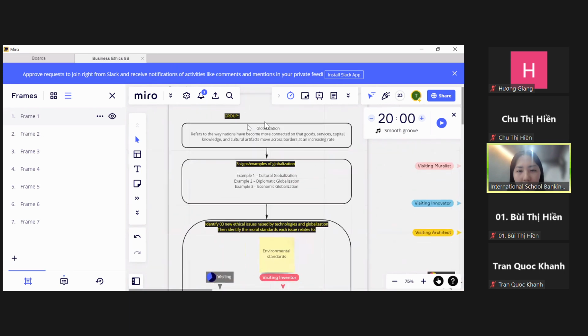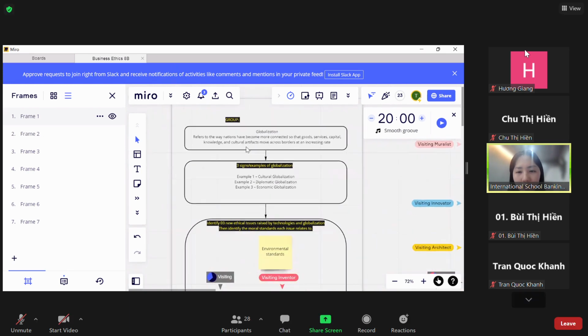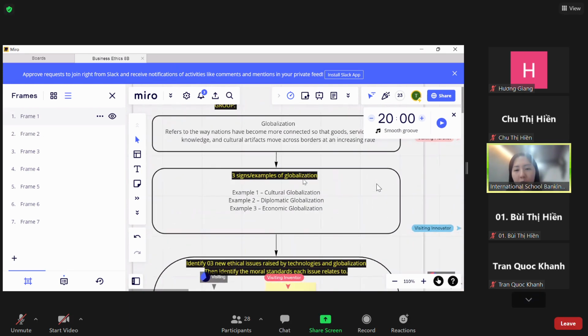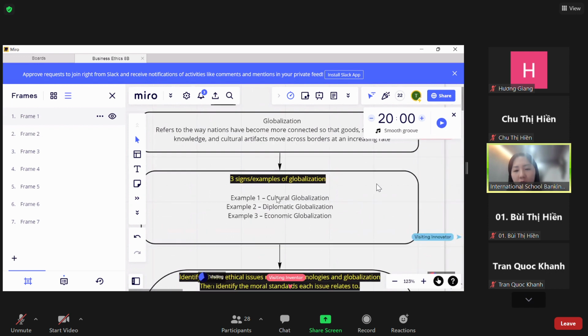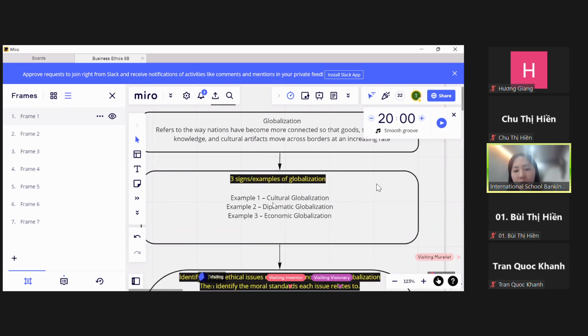Understand, have a name. Okay, so you should put a name here. So three examples of globalization: cultural, diplomatic, and economic. This is not example, okay? This is like three types of globalization. I want you to give me very specific example, okay? So you can redo this at home.